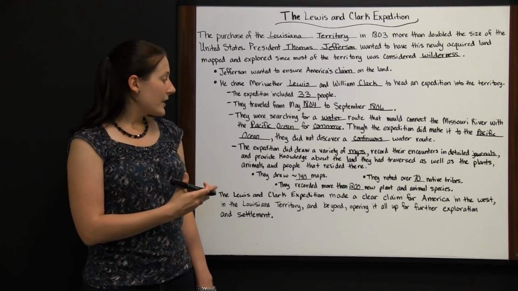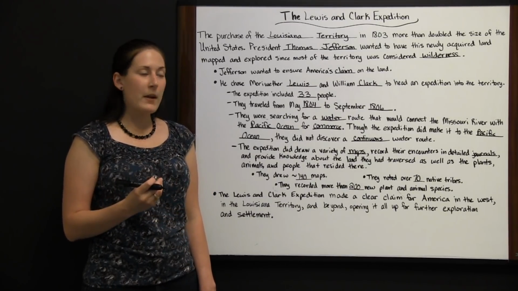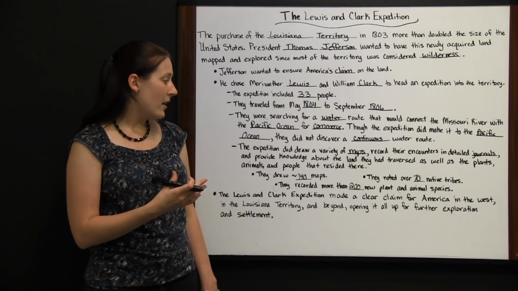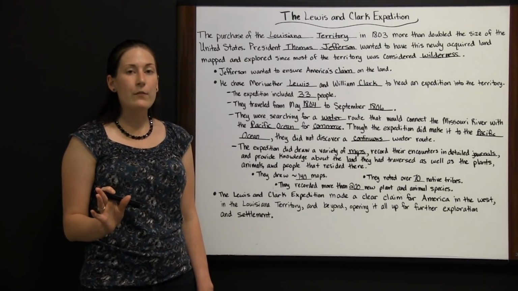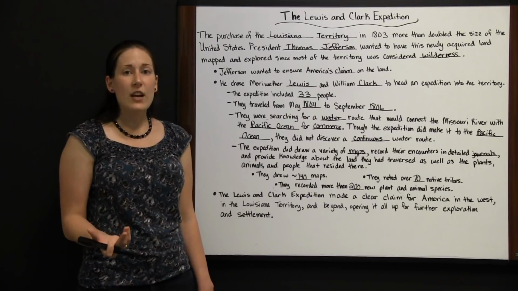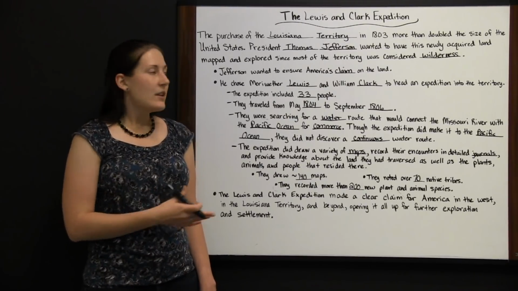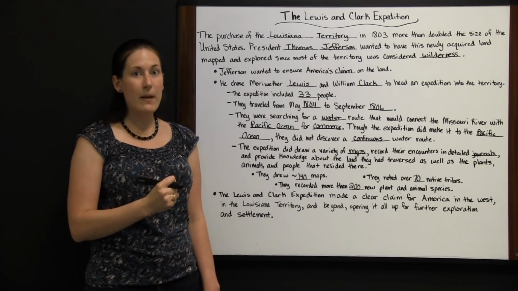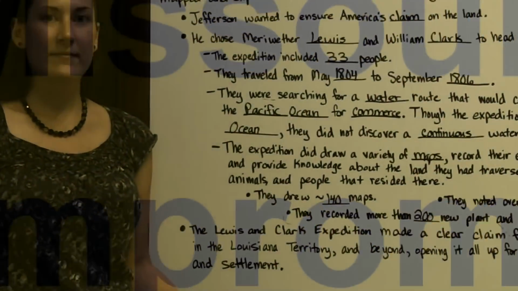And the Lewis and Clark expedition made a clear claim for America in the West, in the Louisiana Territory, and beyond, opening it all up for future expedition, future exploration, and settlement. So Jefferson did accomplish what he wanted to with putting a clear American claim on the land.